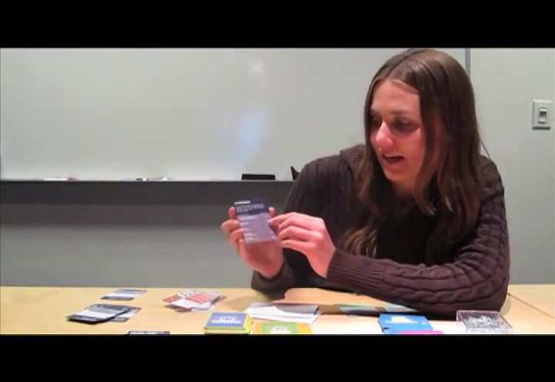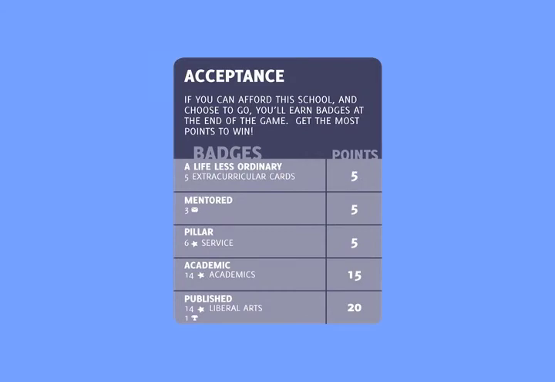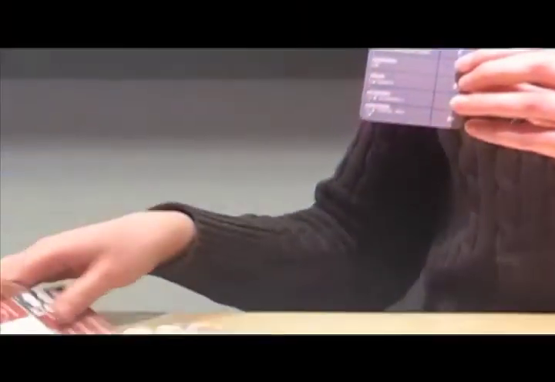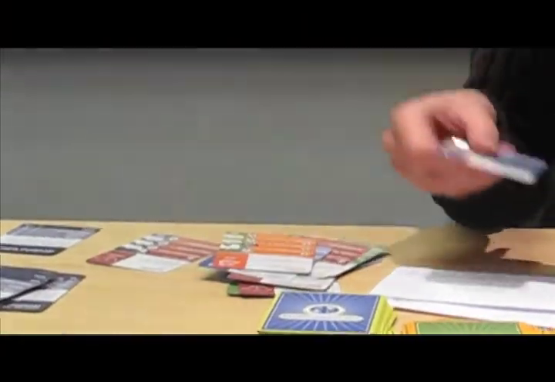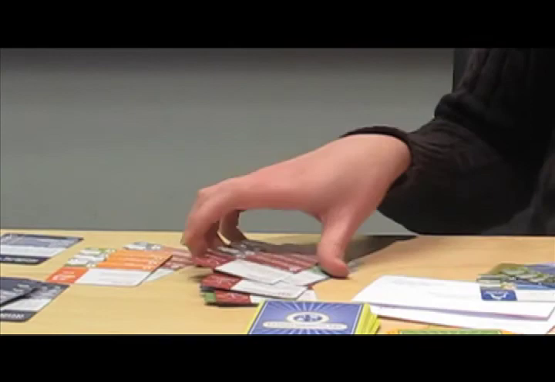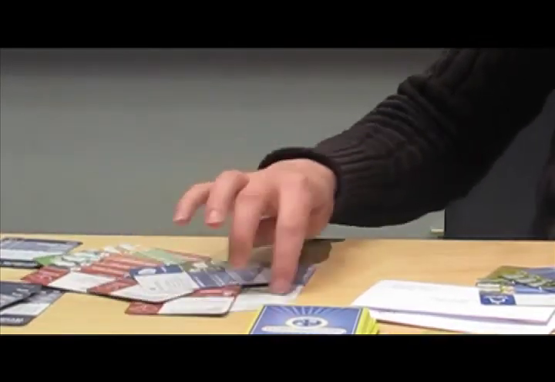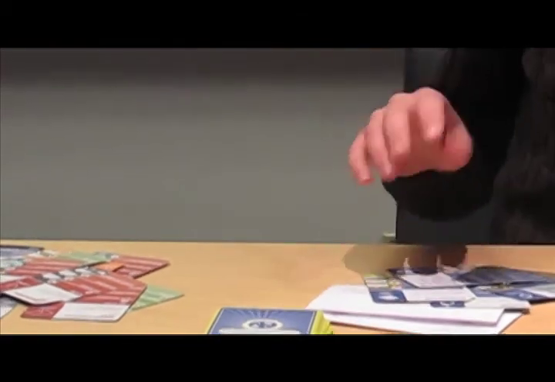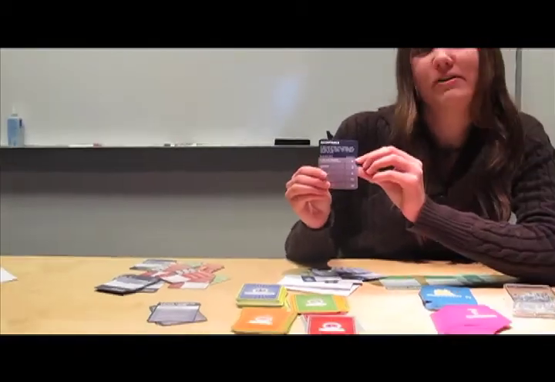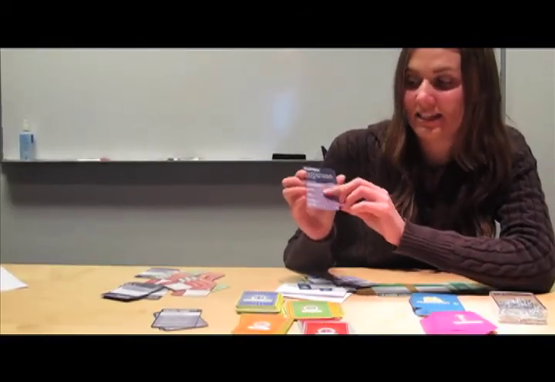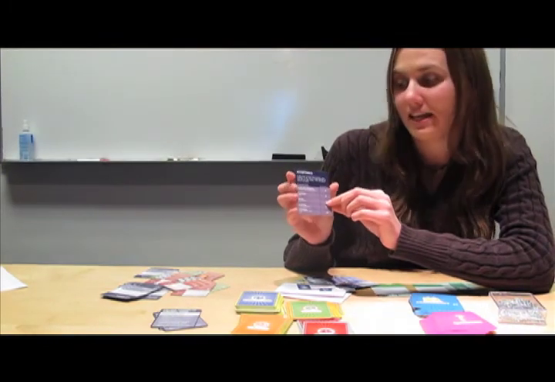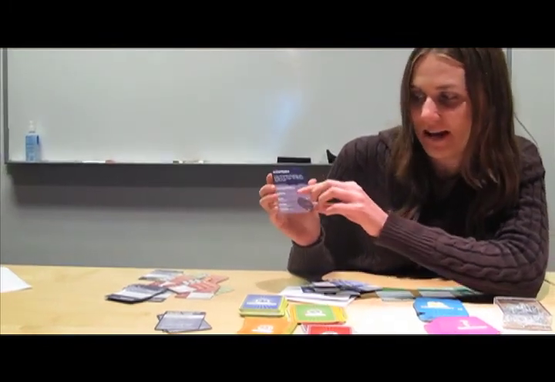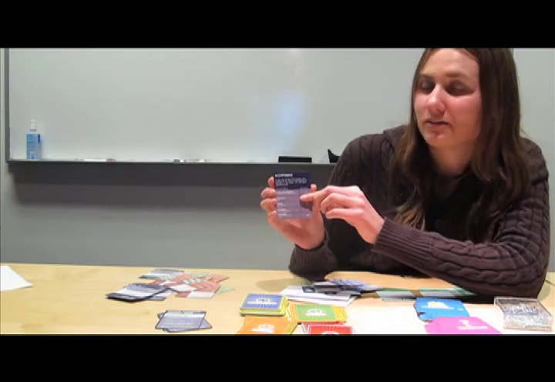In this case, the top badge is a life less ordinary. I have to have 5 extracurricular cards. So I look at this stack. Let's see, I've got 1, 2, oh, I do have 5. Awesome. So I've got 5 extracurricular cards in the stack, which means I would get 5 points for that. I don't have to get these in order, but I'm trying to get as many as I can. They might have different sorts of requirements, different kinds of cards.